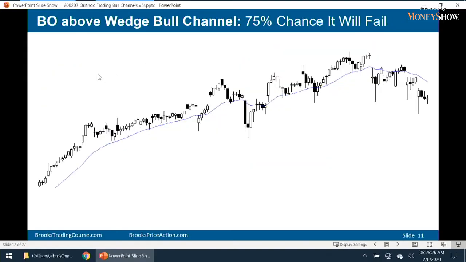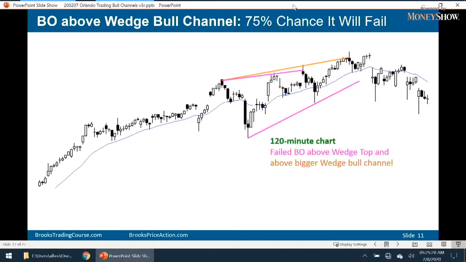All right, you can see wedges here. Okay, we have a bull channel with 3 legs up, 1, 2, 3. So this is a wedge top, so you expect a reversal down. And we got it, however, we got a new high.